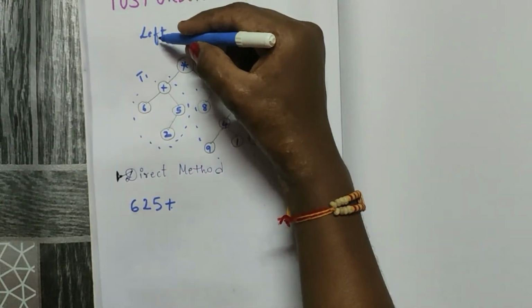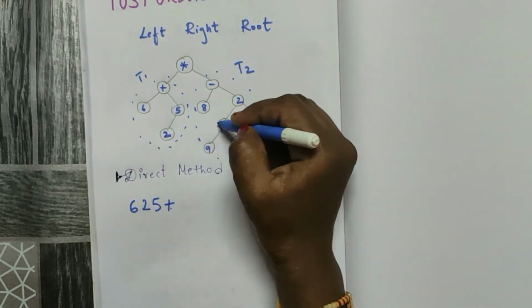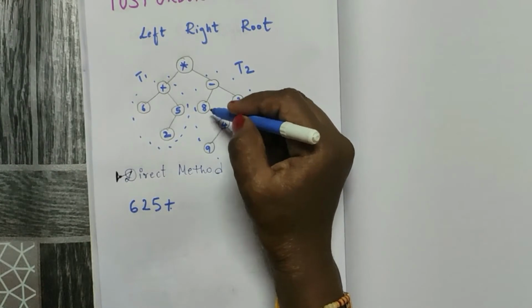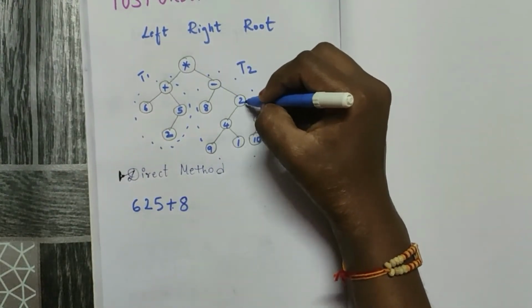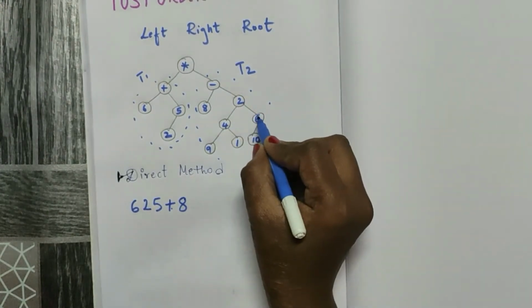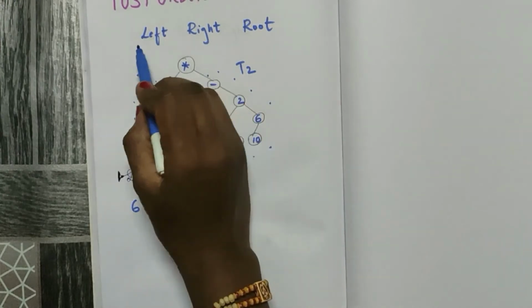First is your left, so here your left is 8, and it does not have any other children further, so 8 will come here. And then your right, which has another 2 children over here. Now you will be thinking, where should I go? You should go to your left side according to the structure.